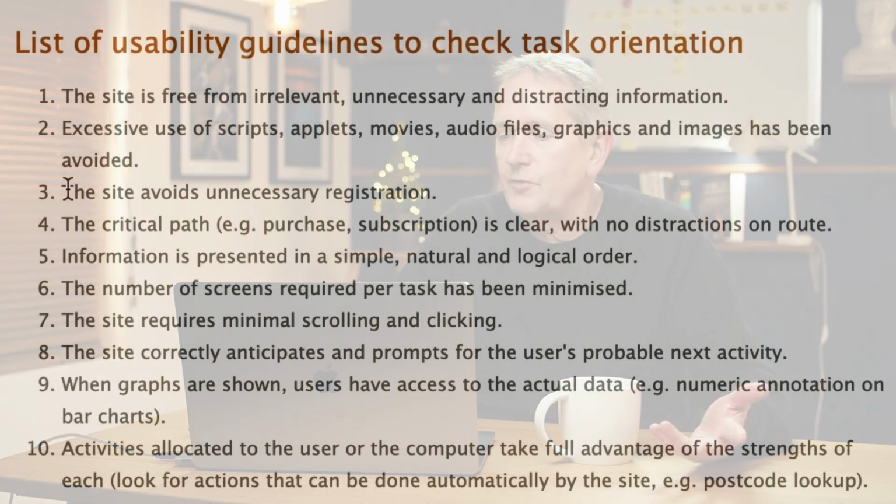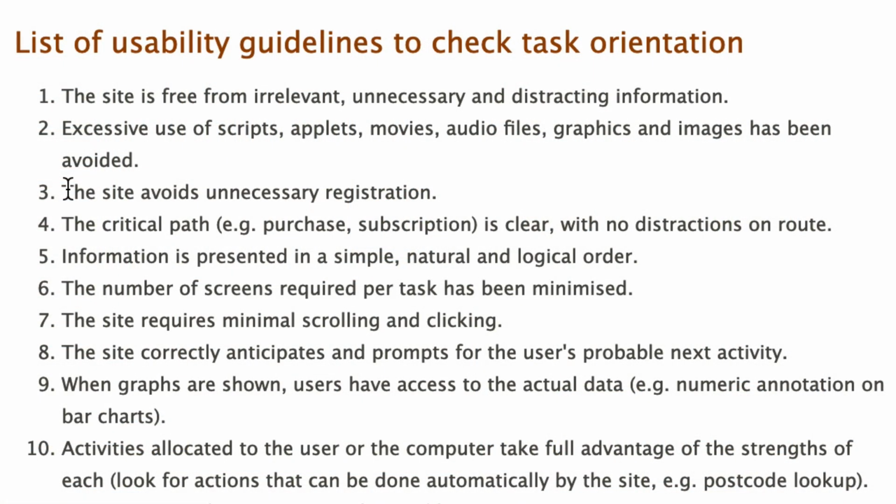And particularly, for example, if we look under the task orientation checklist items I've got here, for example, the site is free from irrelevant, unnecessary and distracting information, or the site avoids unnecessary registration. That's something we could test automatically, but the critical path is clear with no distractions en route. As I went over these, it occurred to me that, yeah, there are definitely some that we could automate, but the vast majority of them require some kind of judgment to be made.